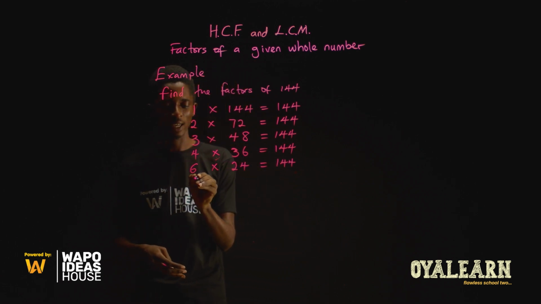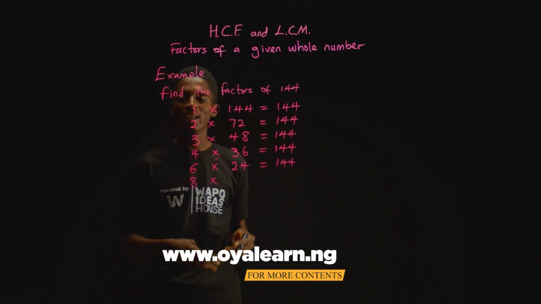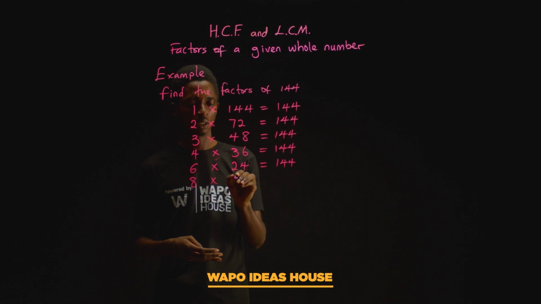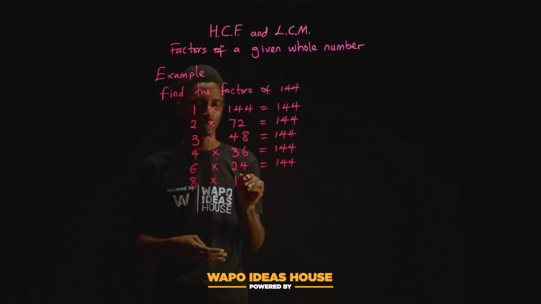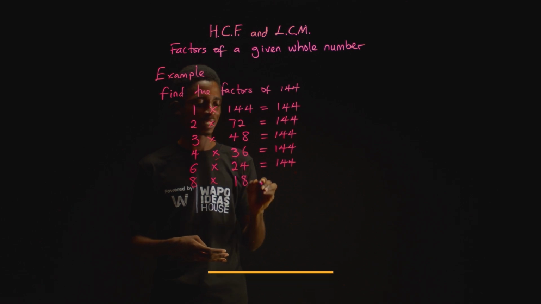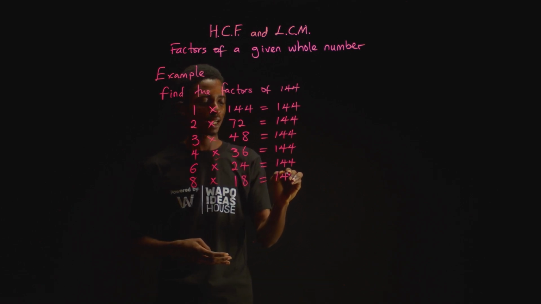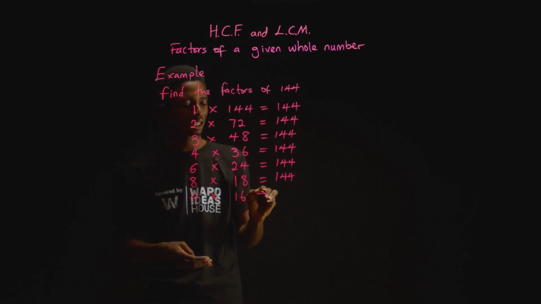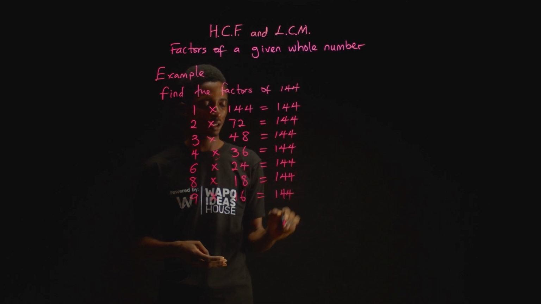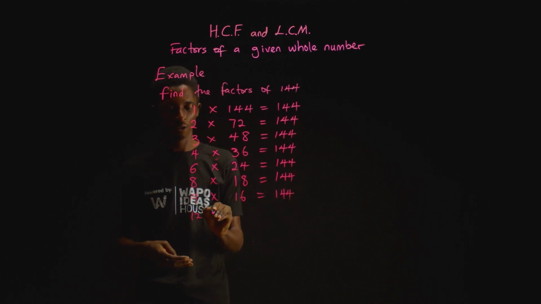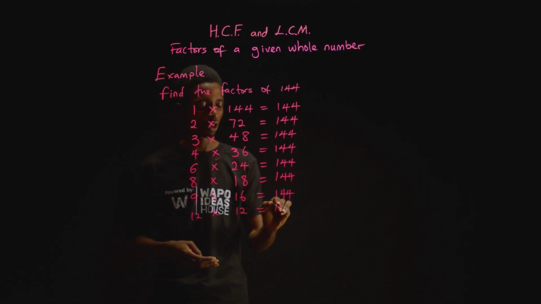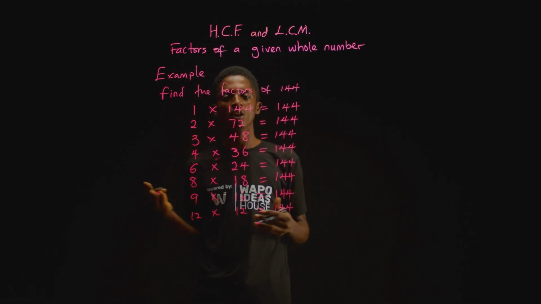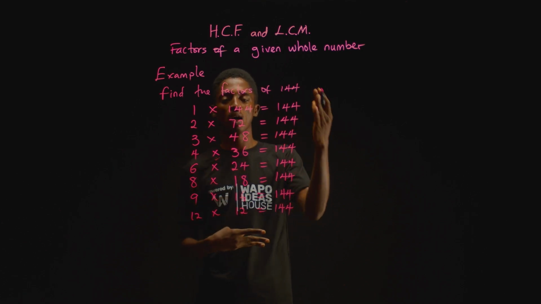We have 8 also as a factor, and 8 will go how many times? Of course, 8 multiplied by 18 will give us 144. We have 9 multiplied by 16, which will also give us 144. And then we have 12 multiplied by 12 to give us 144. Now, when you think of this, these are all the numbers that when multiplied together will give you 144.